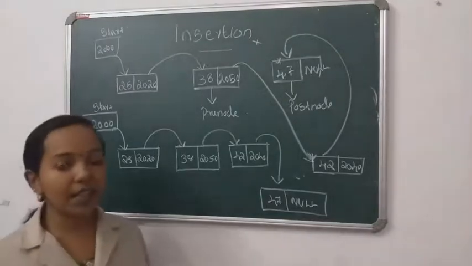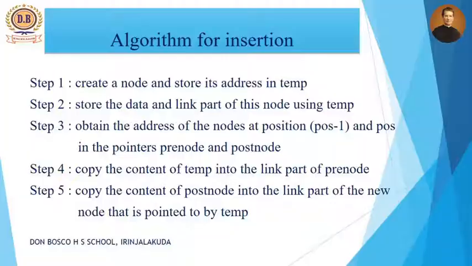So we will discuss the algorithm for linked list insertion. It is a very small algorithm. Actually, it explains the steps involved in insertion. First step in the linked list algorithm is create a node and store its address in temp. Then store the data and link part. First two steps indicate the creation of the node.